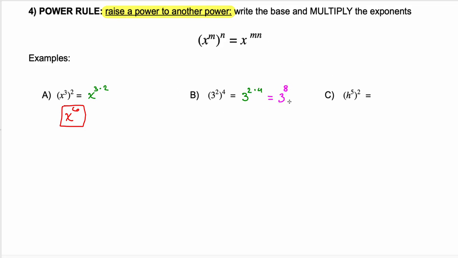Now, because these are just numbers, we can figure out what 3 raised to the 8th power is. That means it's 3 times 3 times 3 times 3 times 3 times 3 times 3 times 3. That's a lot of multiplication. 3 to the 8th power, if I use a calculator, will be 6,561.